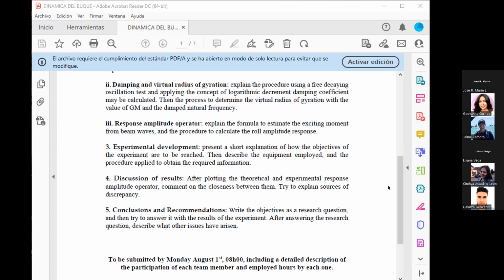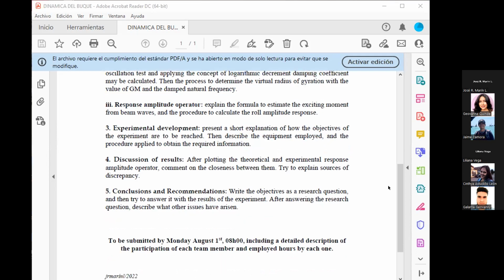Conclusion and recommendation. Write the objectives as a research question, and then try to answer it with the result of the experiment. Okay, so try to rewrite the objectives as a question. And that's the question that you try to answer with this experiment, right? So when you write the conclusions, basically you are trying to answer the questions that are equivalent to the objectives, okay?